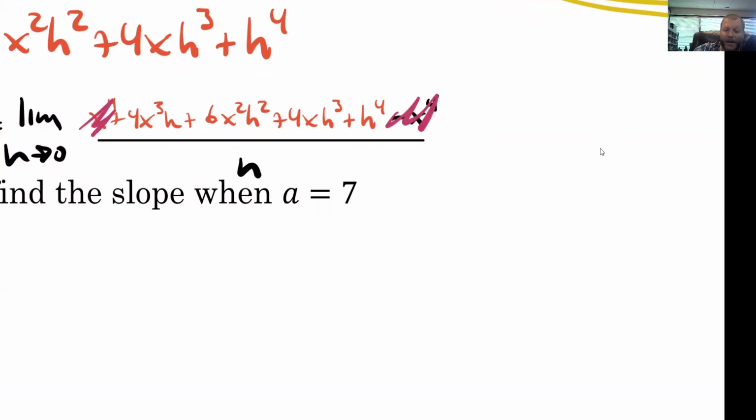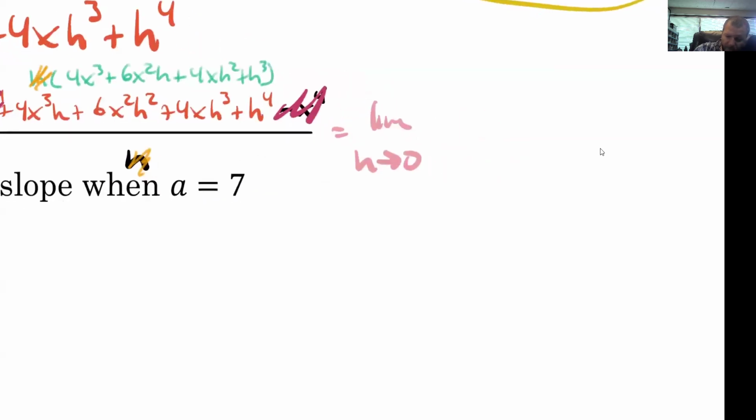As we've seen a bunch of times, there's an h in everything in this numerator. So I can pull out an h and be left with 4x cubed plus 6x squared h plus 4x h squared plus h cubed. This h and that h cancel, and we're just going to be left with the limit as h approaches 0 of 4x cubed plus 6x squared h, which is about to be 0, plus 4x h squared, which is about to be 0, plus an h cubed.